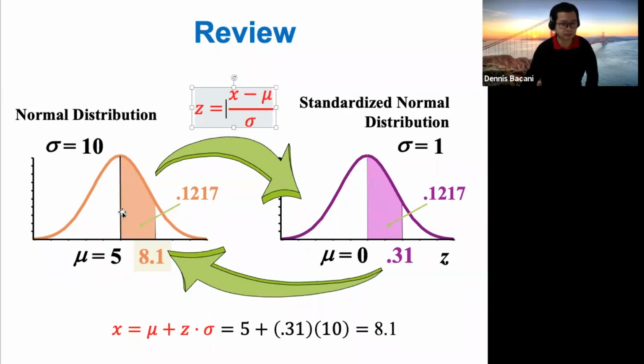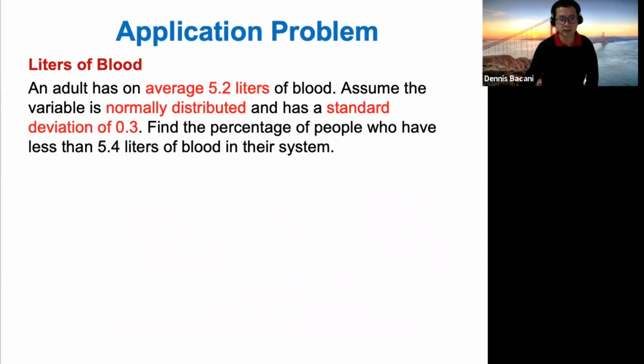All right. And also, if you're going to transform the standard normal distribution to the original normal distribution, then from this equation, you'll obtain this one, X equal to mu plus Z times sigma. So let's look at the first problem. So this is an application problem.